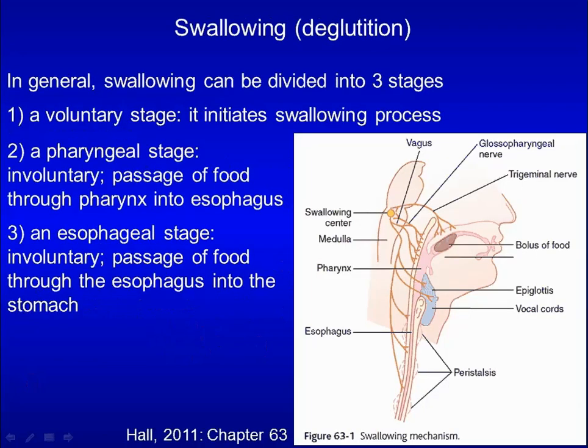Swallowing can be divided into 3 stages. In the voluntary stage, food is voluntarily squeezed and pushed into the pharynx by the tongue. In the pharyngeal stage, food passes through the pharynx going into the esophagus. In the esophageal stage, food passes through the esophagus going into the stomach. We will take a closer look at the pharyngeal and esophageal stages.